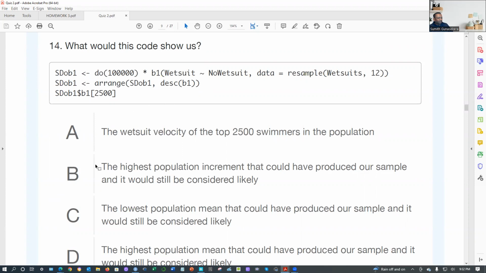What would this code show us? The highest population increment. That's the upper bound. In another way, this is the upper bound of the confidence interval that produced our sample, and it could still be considered likely. See, still likely. This is the cutoff threshold. What happened over here? I arranged in descending order.